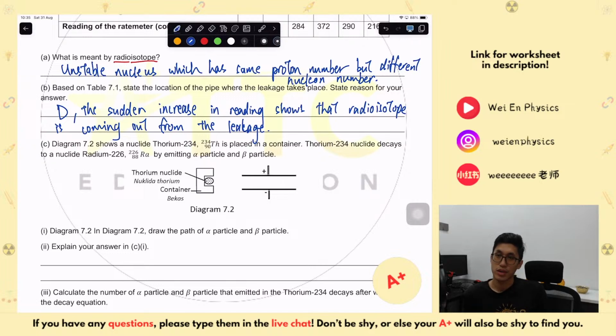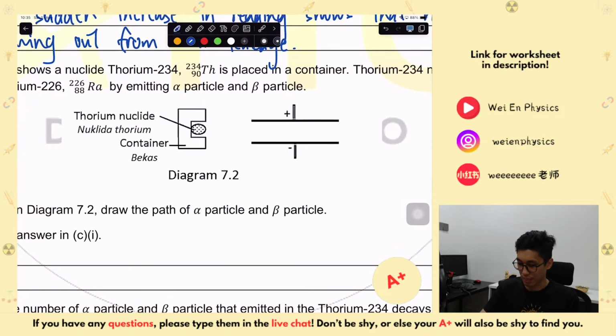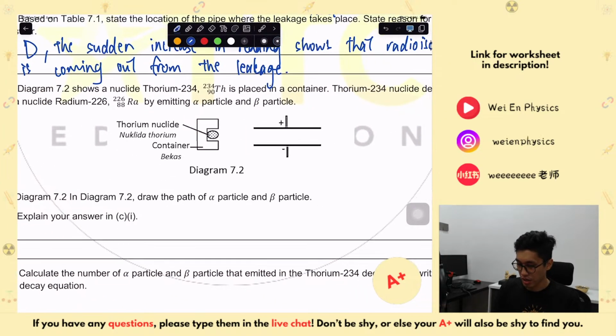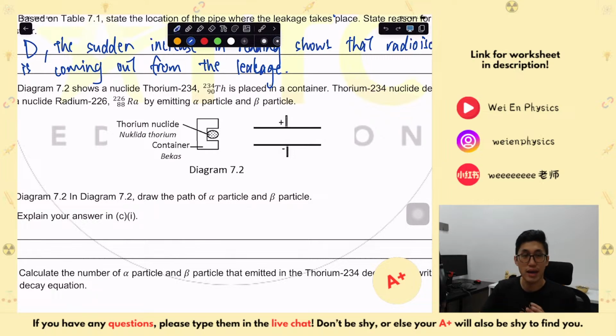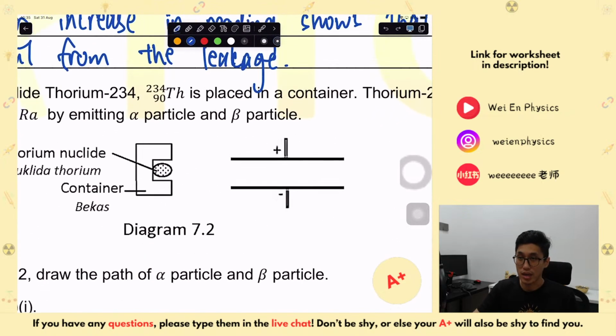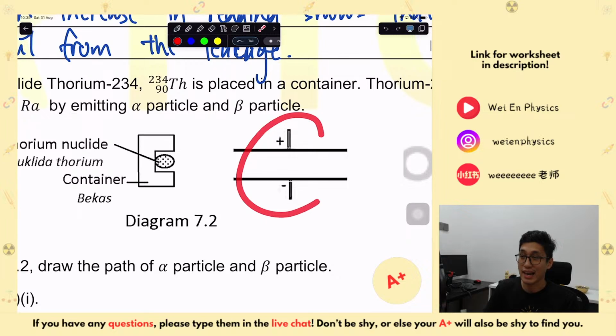Alright, now we have a nuclide, thorium-234, placed in a container. It decays to a nuclide of radium-226 by emitting alpha and beta particles. So we know for sure this thing will emit alpha and beta. Now we are supposed to draw the path of alpha and beta particle. So this is an electric field. You can see the plus and minus here.